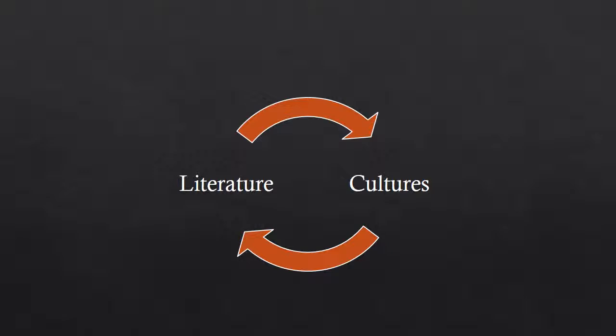So here's just a diagram. Makes me look like a Chicago Bears fan. That was unintentional. I'm an Arizona Cardinals fan. But anyway, here's a diagram to show you that cyclical, mutually influential relationship between literature and culture. I say cultures, plural, because there's more than one culture. There's British cultures, Caribbean cultures, American cultures, Indian cultures, different cultures within those, etc.